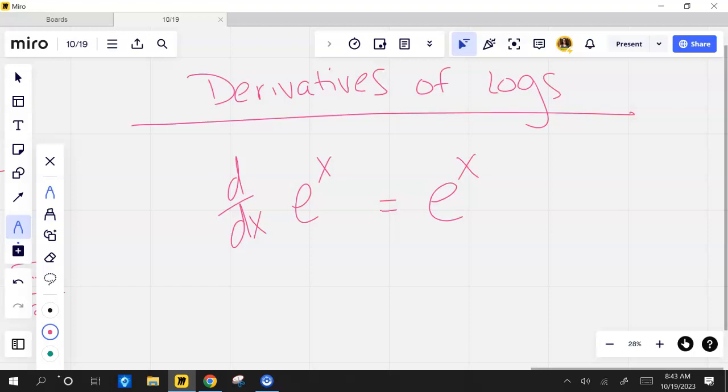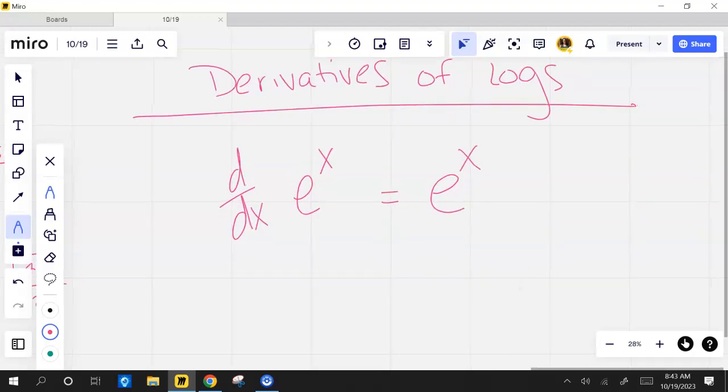You just have to remember to chain it. Derivative of E is just E. Why am I including E with logs? It's the base of a natural log.